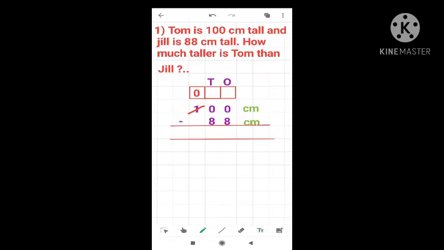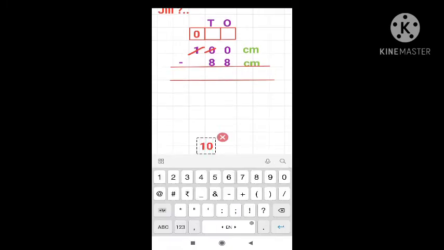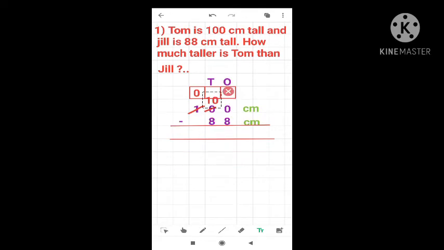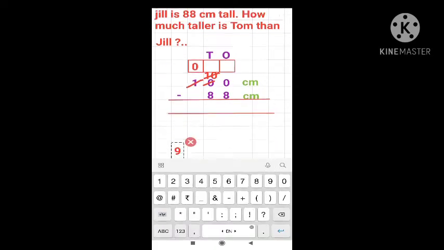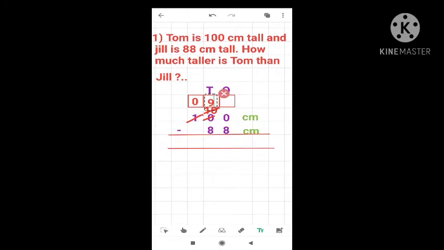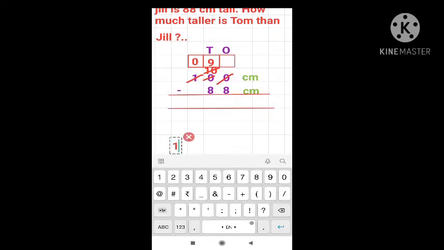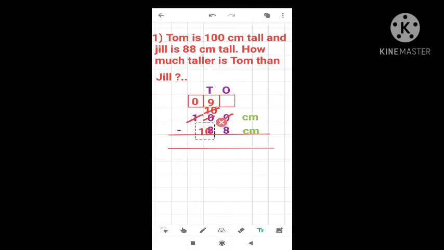And here now we have 10. Now here we have 10, so we can easily borrow a number from this. So when we borrow a number, here we are left with only 9. And here we have now 10, because 10 plus 0 ones is equal to 10.